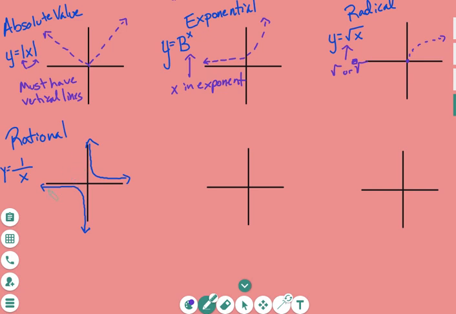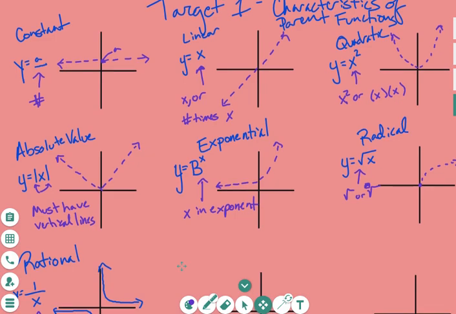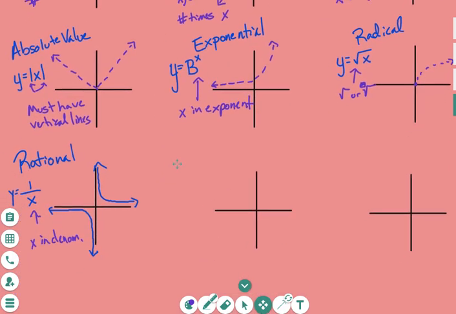So a rational function has x in the denominator of a fraction. So x is in the denominator, and it has two pieces of the graph. You'll notice none of our other graphs so far have been broken into two different pieces. Just the rational graph has that.